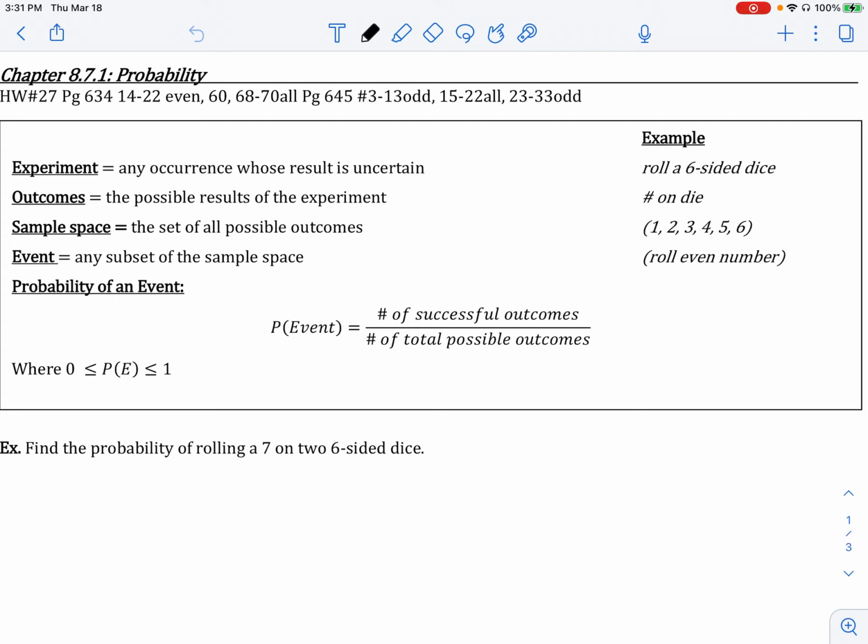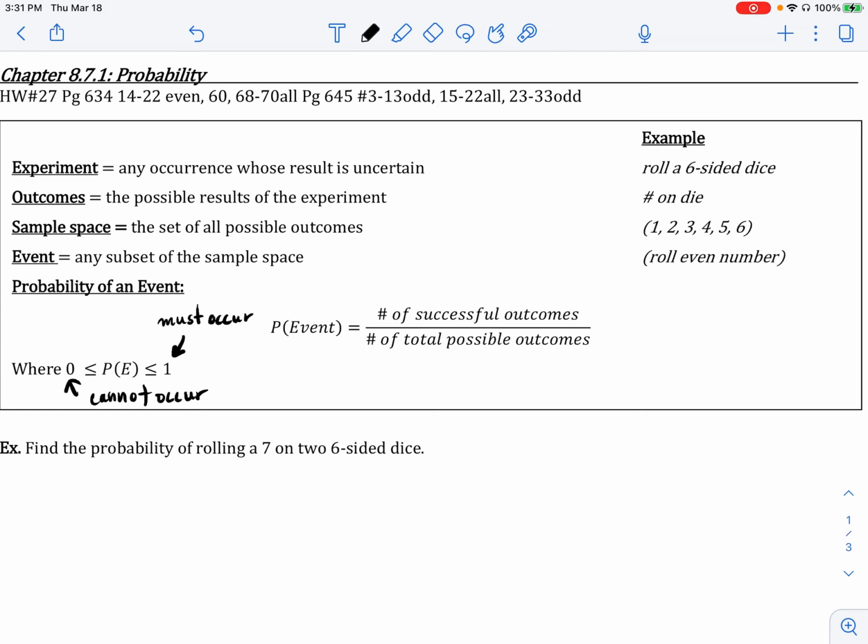Just know that the probability of a particular event is the number of successful outcomes over the number of total possible outcomes. It's the ratio of success to the total that you have. A couple notes, we typically want to write our probability as a ratio between 0 and 1. If your ratio is 1, that means the event must occur. There's a 100% chance of that happening. When your probability is equal to 0, it means that it cannot occur. There's no chance of that happening.